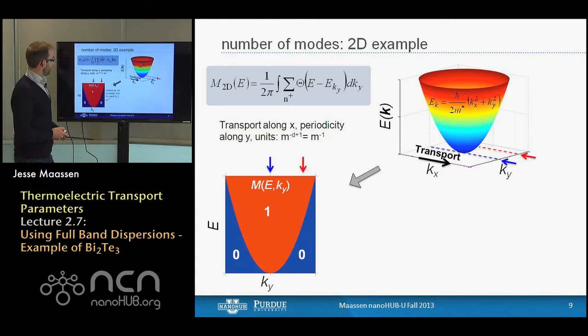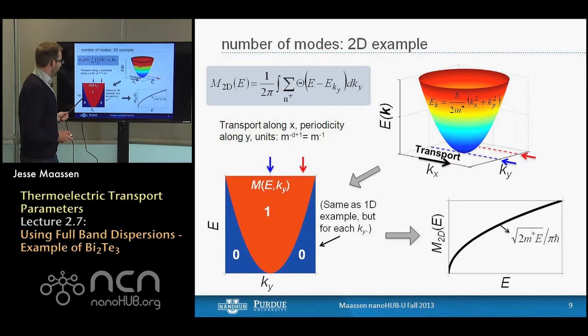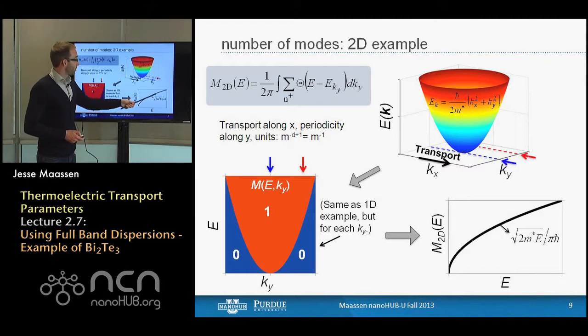Okay. So like I mentioned, this is really the same as a 1D example, but you do it for each ky value. Now, if we want the total distribution of modes, then we have to integrate this as a function of ky. And if we integrate it, we get this function of modes versus energy. Because this is a parabolic band, we know the analytical result, and this is actually just something that goes as the square root of energy.